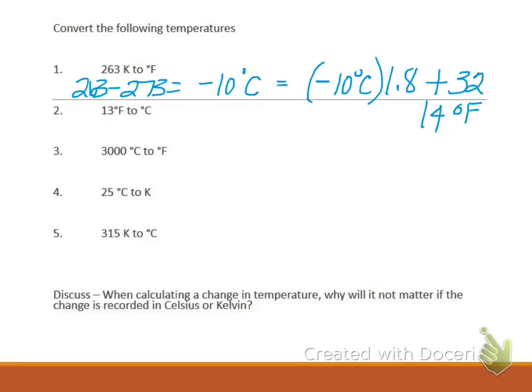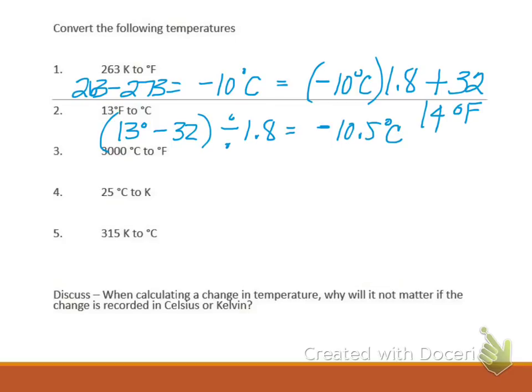Now let's do 13 degrees Fahrenheit to Celsius. It's going to be around negative 10, right? Not that much, but let's see what it is. In this case, what do I do? Now I subtract 32, then divide by 1.8, and it should be negative 10.5 degrees Celsius.